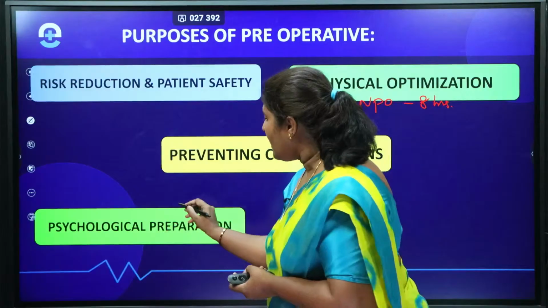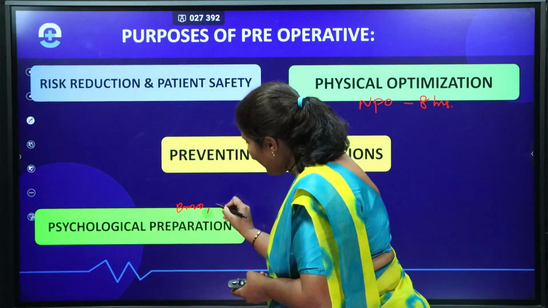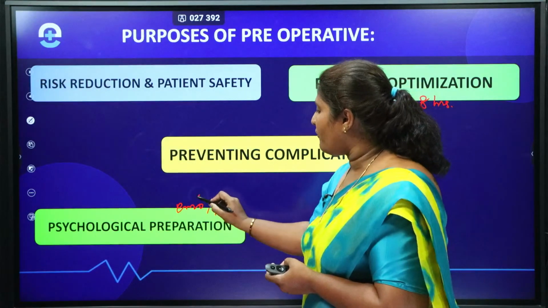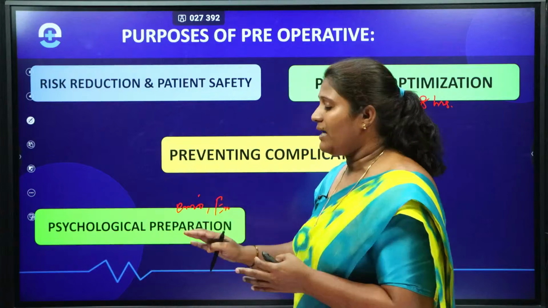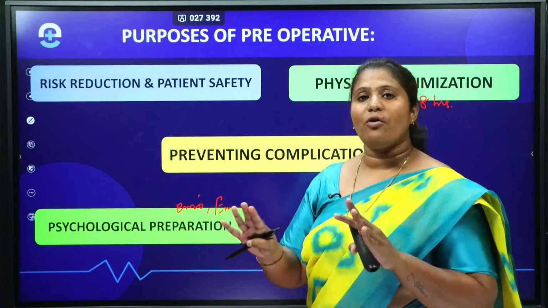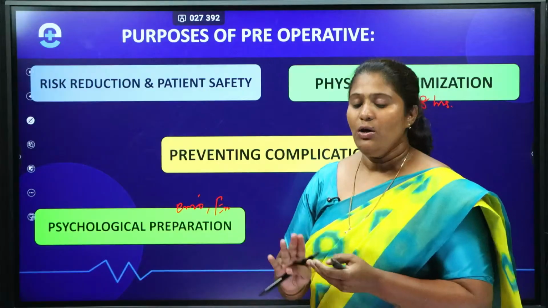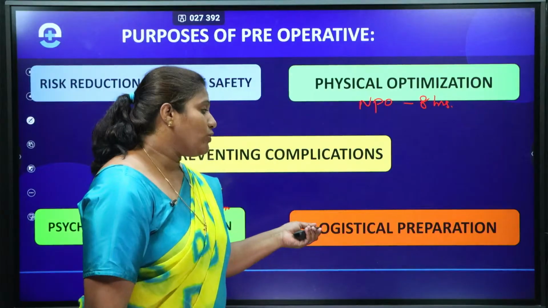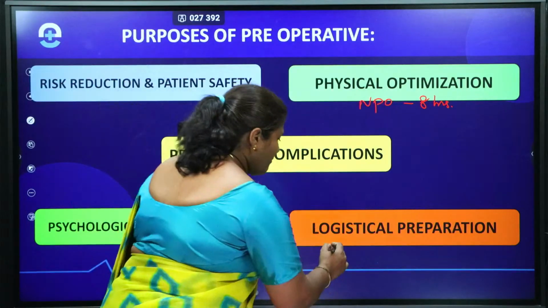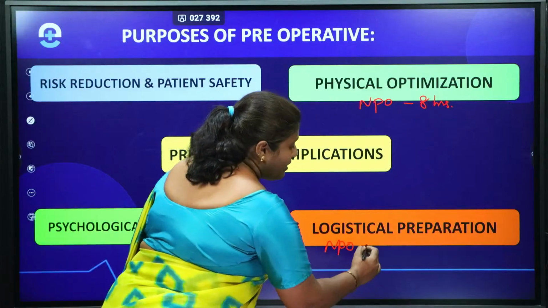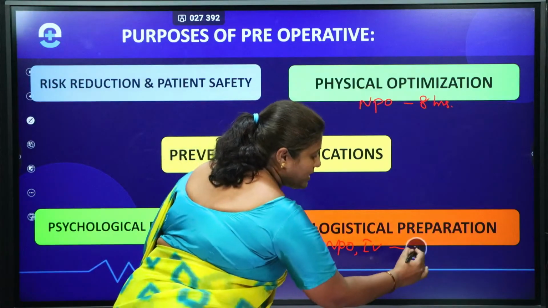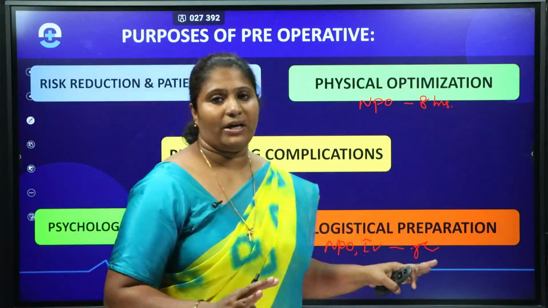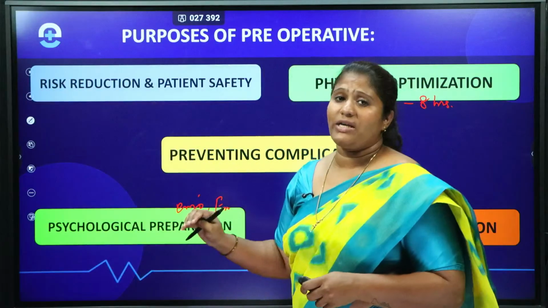So psychological, emotional support has to be given. You need to explain about the surgical procedure, everything, and maintain the confidence, get the confidence from the patient, so the patient feels free of fear and enters the operation theater. So the nursing care is psychological preparation, and logistical preparation is nothing but whether the patient is NPO, IV medications are started, IV fluids are started, everything we need to see in logistical preparation. So these are all the purposes of preoperative care.